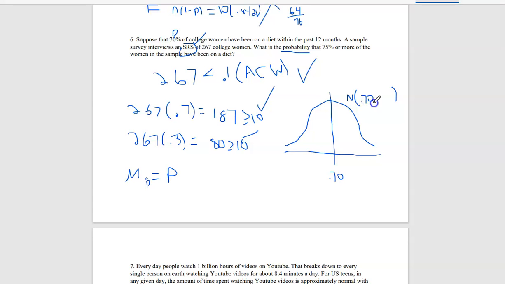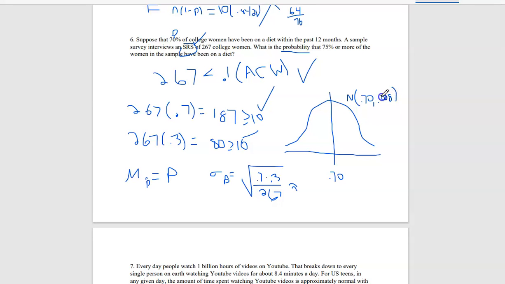Now my standard deviation, which is going to be my sigma of p hat, is equal to the square root of p times 1 minus p over n. Let me plug that in and estimate it. In my Desmos app, I'm doing square root of fraction 0.7 times 0.3, with 267 in the denominator, and I get 0.028.